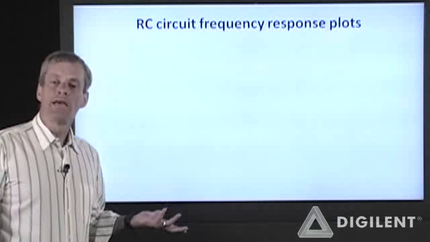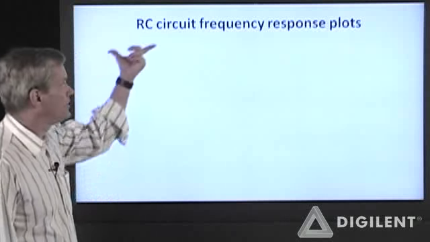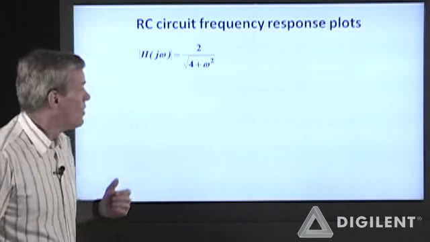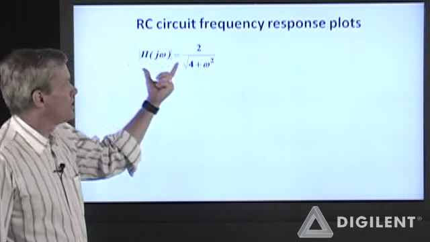Now let's simply create plots of the magnitude response and the phase response for our two previous circuits. I'll do the RC circuit first. We found that our magnitude response, H of J omega, is 2 over the square root of 4 plus omega squared.